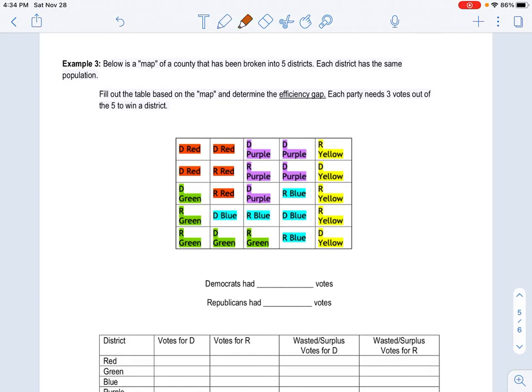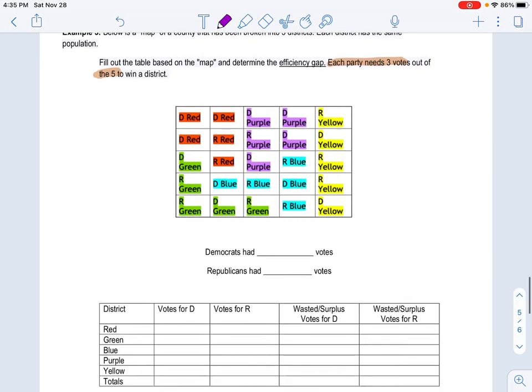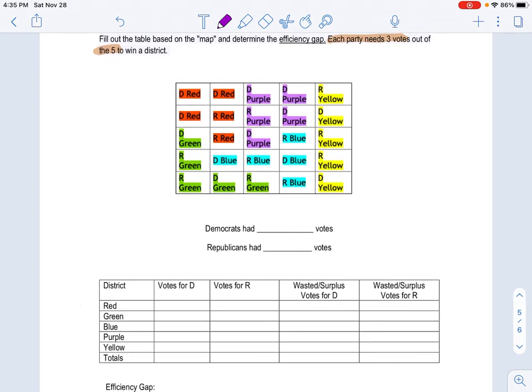So this will change, so make sure you pay attention to this. Each party only needs 3 votes out of the 5 to win the district. So before we had to determine it in the previous example. So our districts are now by color: red, green, blue, purple, yellow. And what we're going to do is just focus on the red district and count up how many votes we got for Democrats and how many we got for the Republicans.